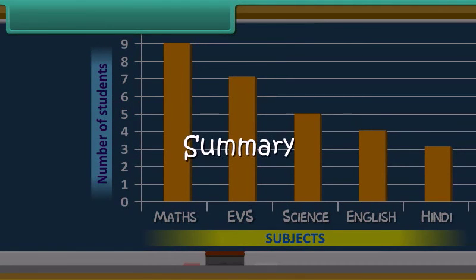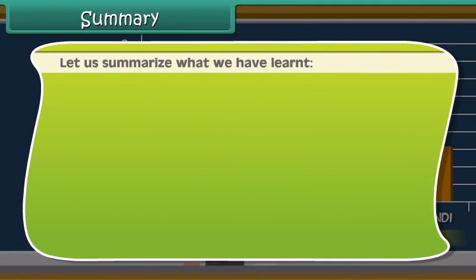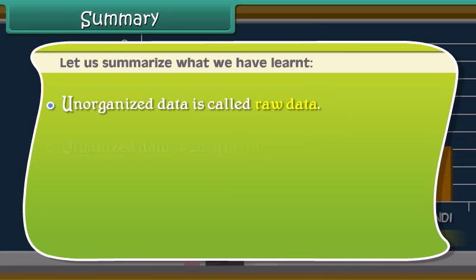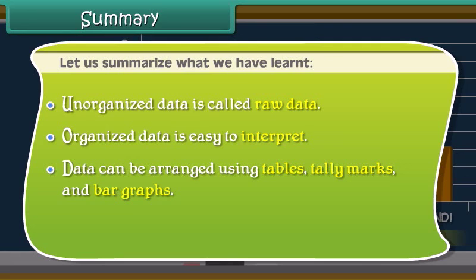Summary. Let us summarize what we have learned. Unorganized data is called raw data. Organized data is easy to interpret. Data can be arranged using tables, tally marks, and bar graphs.